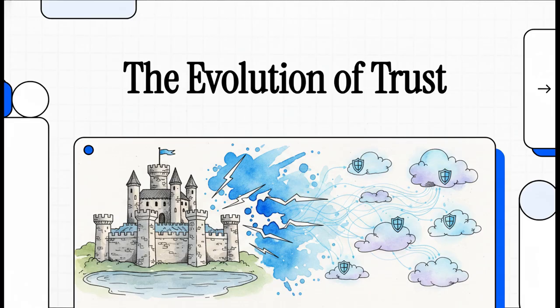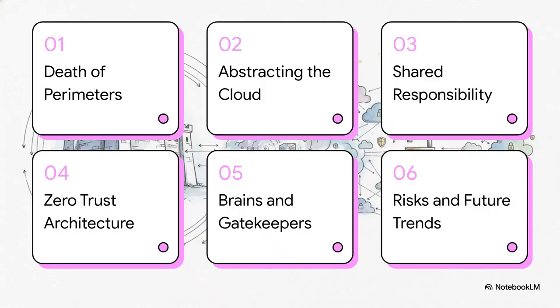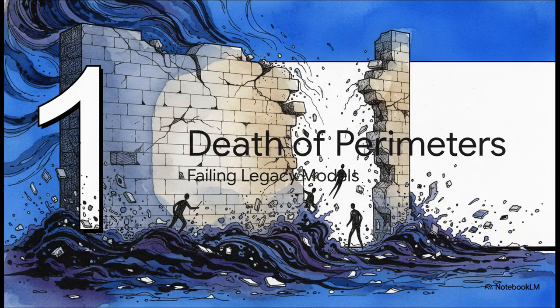It forced us to build this dynamic, entirely borderless future we're living in today. All right, here's our roadmap for today. We'll hit the death of perimeters, abstracting the physical world, sharing cloud security responsibilities, entering zero-trust architecture, brains, gatekeepers, and intermediaries, and finally, calculating risks and future trends. Let's get right into it. Section 1. The death of perimeters.